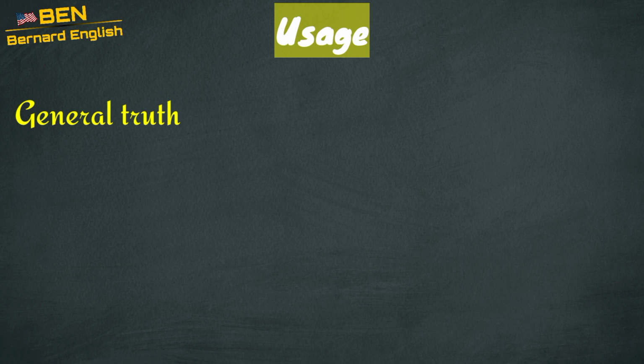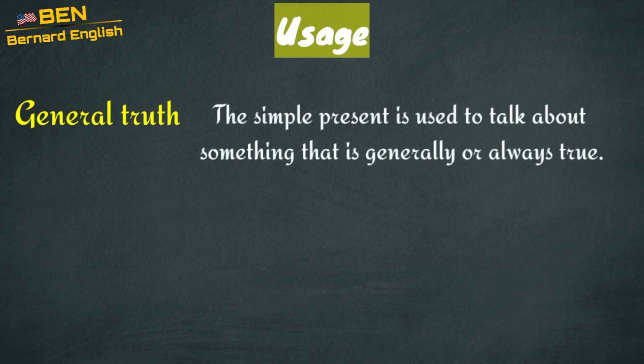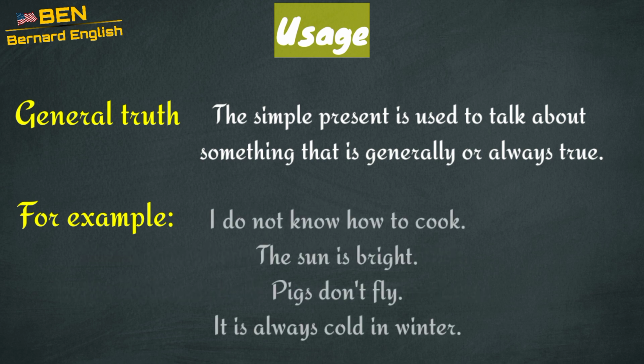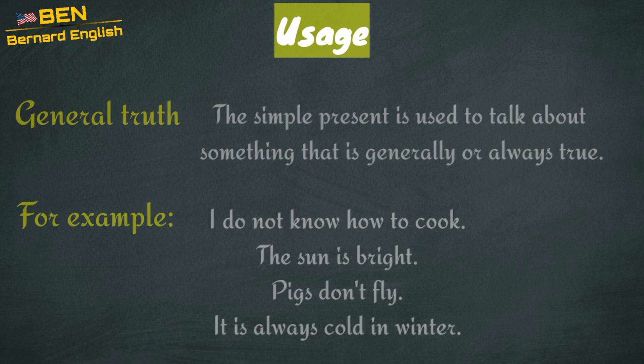General truth. The simple present is used to talk about something that is generally or always true. For example, the sky is blue. She does not know how to speak Spanish. In the United States it always snows in winter. I do not know how to cook. The sun is bright. Pigs don't fly. It is always cold in winter.